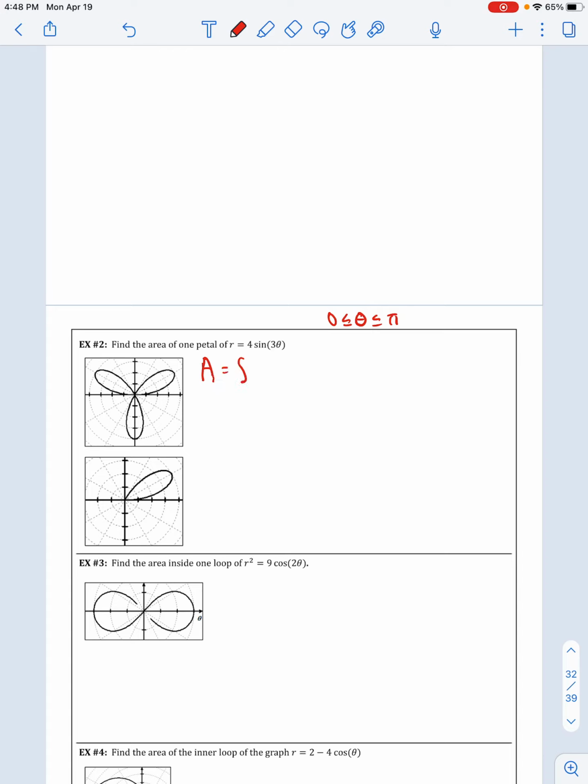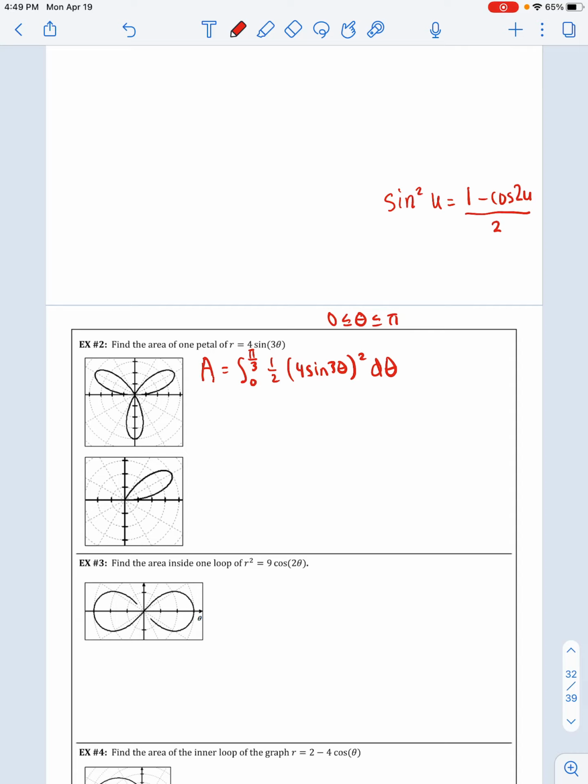So if I only want one of the petals, I'm going to go from 0 to pi over 3. 1/2 times 4 sine of 3 theta squared d theta. And I know from a trig identity that sine squared of u is equivalent to 1 minus cosine of 2u all over 2. That's a trig identity that I'm going to have to use.